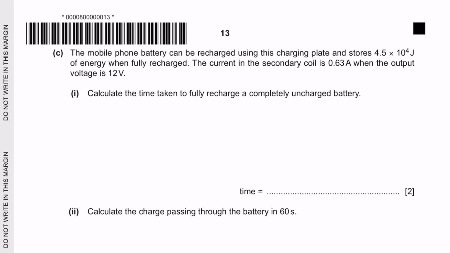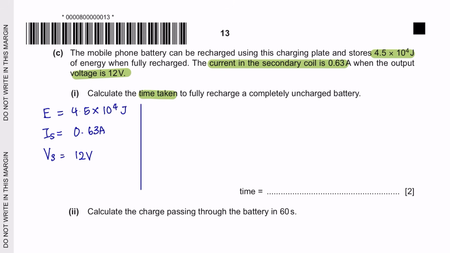Next, question part C. The mobile phone battery can be recharged using the charging plate and stores 4.5 times 10 to the power of 4 joules of energy. The current in the secondary coil is 0.63 amperes when the output voltage is 12. Calculate the time taken to fully recharge completely an uncharged battery. So we are looking to find time.